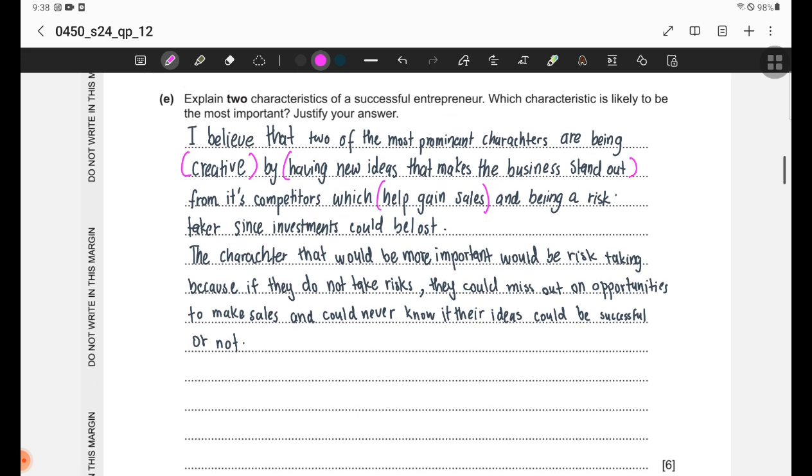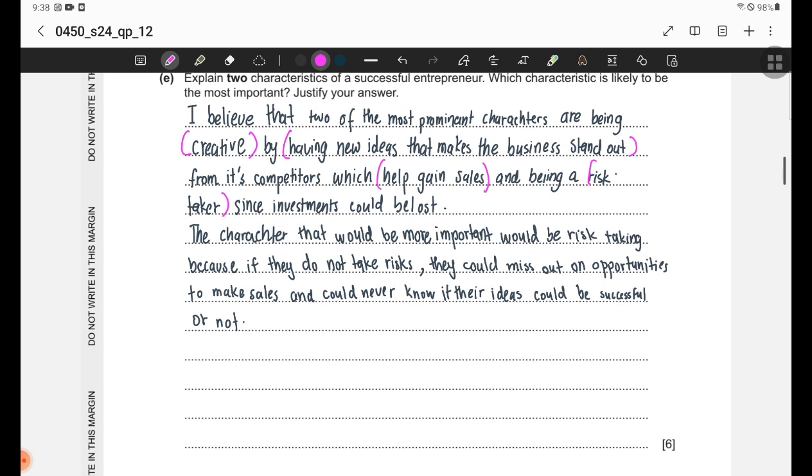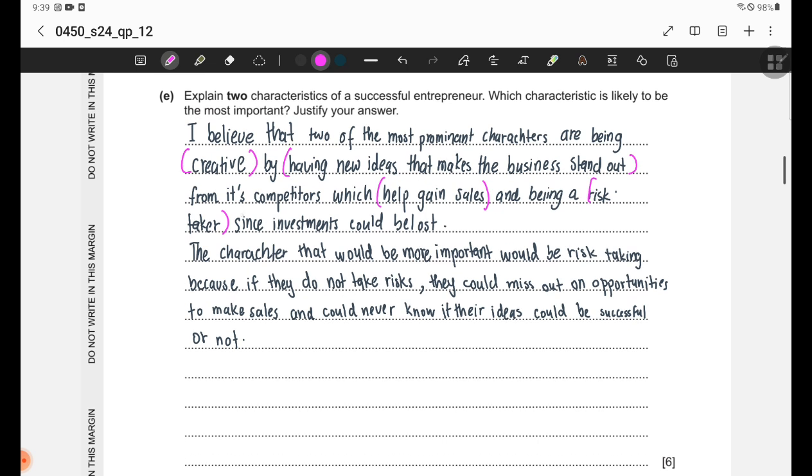And then next is being a risk taker. So I will have 1 mark here for my second characteristic that I chose, and then an explanation why an entrepreneur would want to be a risk taker, since in businesses, your investments can be lost, but when you're a risk taker, it will affect you less, I suppose, since when you are taking a risk, you already know the possibility of this. Okay, so this is the explanation, or the answer, we can say. So this one is another mark.